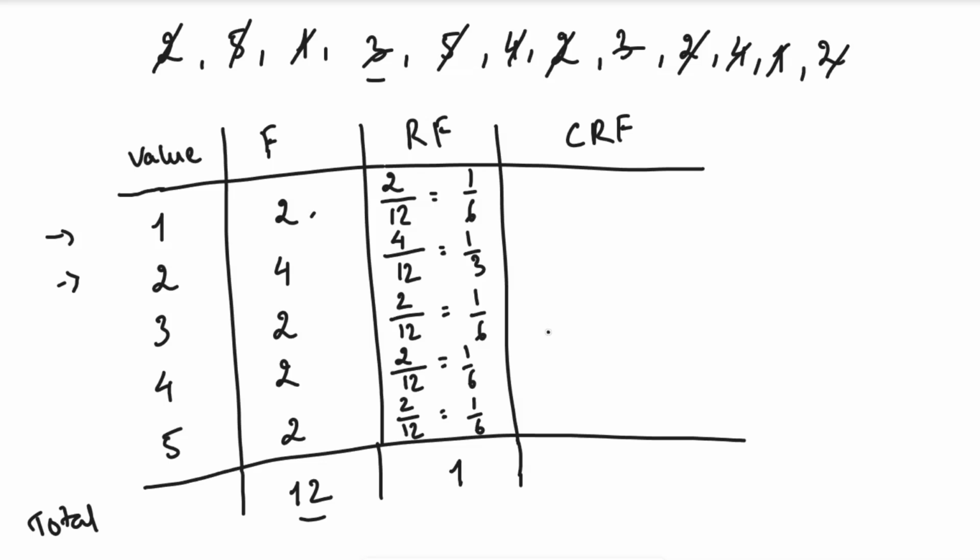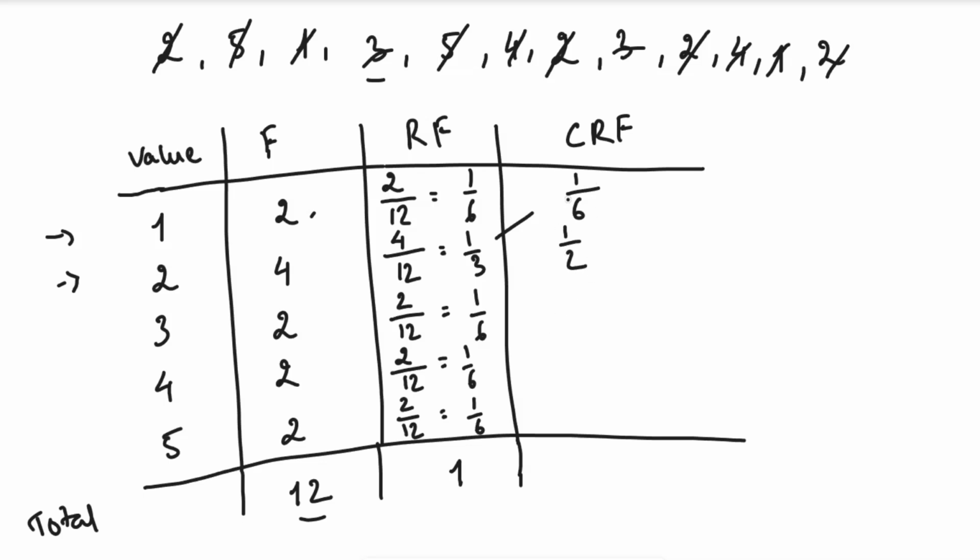So the next one, we're gonna find the cumulative relative frequency. This is 1 over 6, right? So we just rewrite 1 over 6. And for the next one, if you want to find the cumulative relative frequency of the value 2, we will add 1 over 6 and 1 over 3. So it's going to be 1 over 2, right?